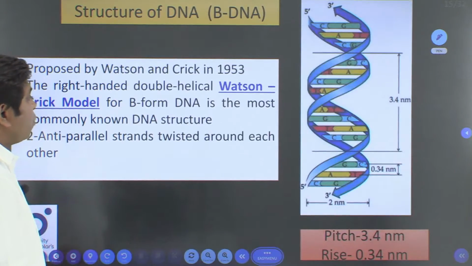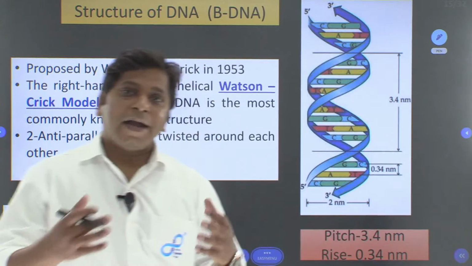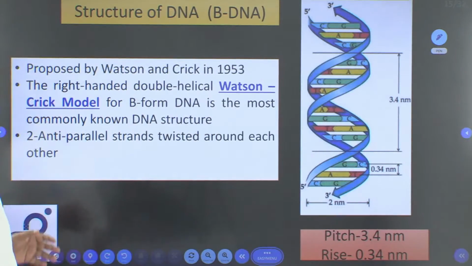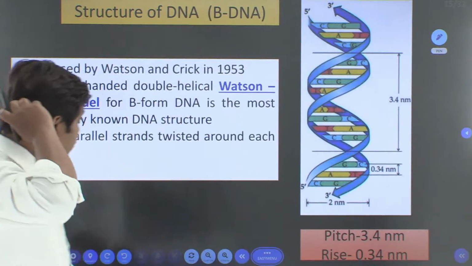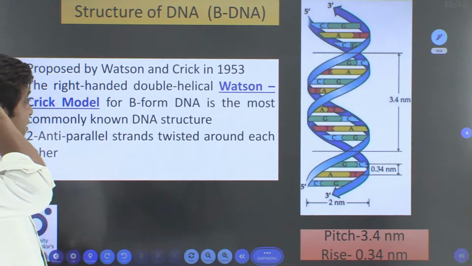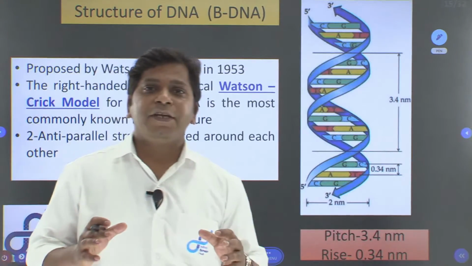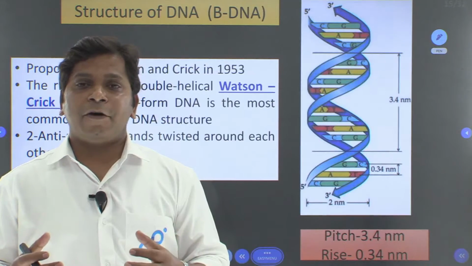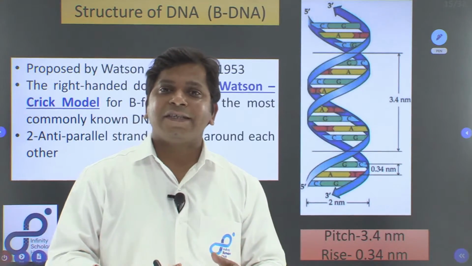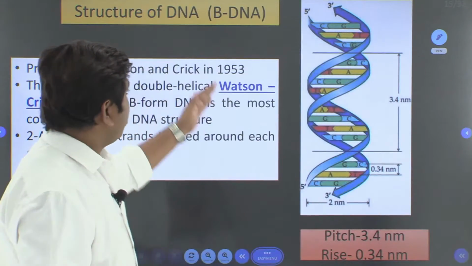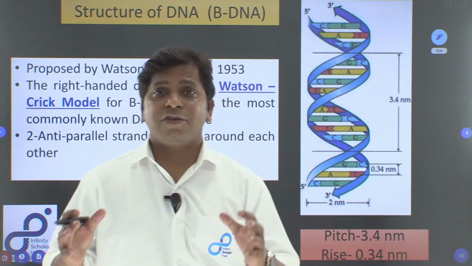So, let us look at the structure of DNA which was elucidated or proposed by Watson and Crick in 1953. Okay. What this model states is, okay, this is the B form of DNA. So, B form of DNA is the most prominent form of DNA. There exist 3 different kinds of DNA which we are going to discuss in another lecture. So, B form of DNA is the most important form of DNA that exists in nature.